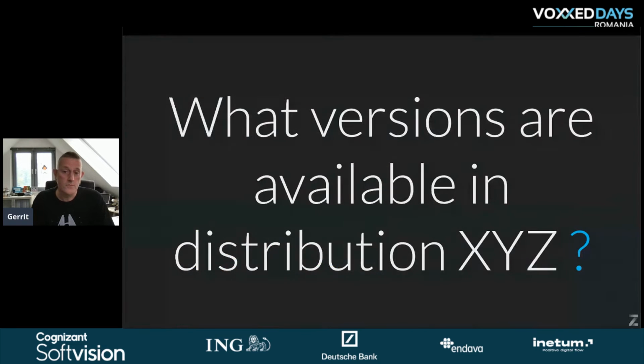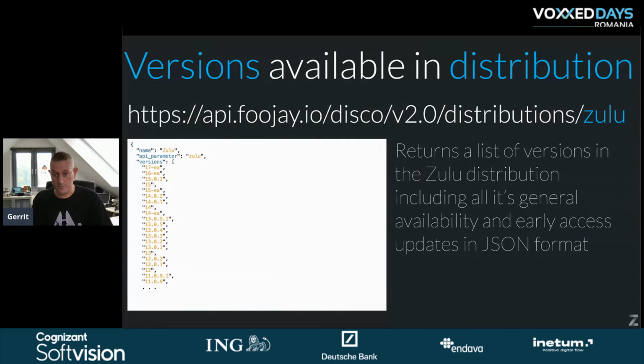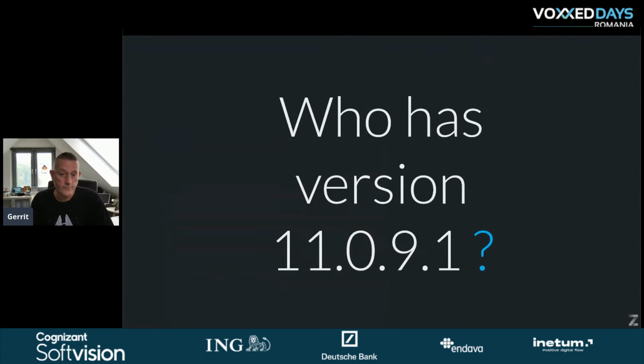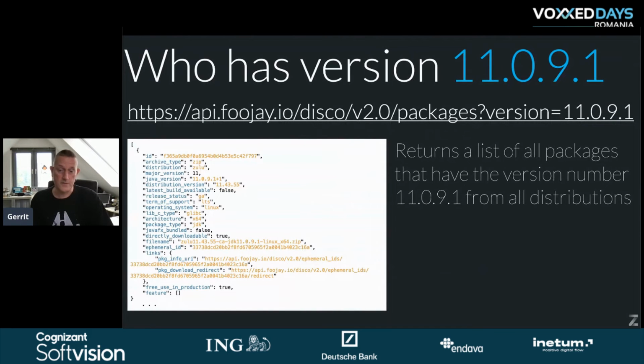Then you can also do what versions are available in distribution XYZ. Let's say you would like to say what's available from Zulu. Then you can ask for distributions/Zulu, and then you get only the stuff that is available from Zulu. We saw that already. But this is now only for one distribution instead of getting all distributions. Or something like who has version 11.0.9.1. So you can call the packages endpoint with version equals and then with the version number. And then you will get a list of all the available packages that have this version number. Right?